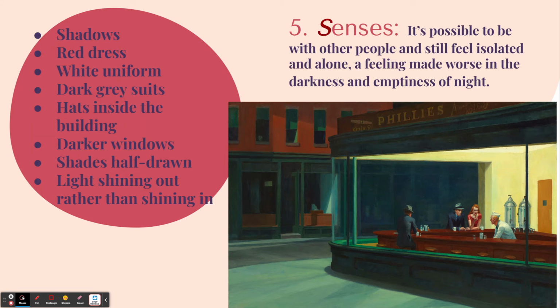And then I want to pull in some of the five senses. So I want to see what I can feel because of what I see in the painting. So I'm going to notice the shadows. I'm going to notice the red dress, and notice do shadows and red dress and that white uniform hold any specific symbol or meaning. The dark gray suits. Why are the guys wearing hats inside the building? Why are the windows darker? The shades half drawn. Why is the light shining out rather than shining in? And I notice there is some street light coming out, but it's still all of that meaning that's behind those images. And why did Edward Hopper choose to paint it in that way?